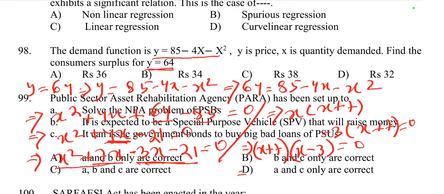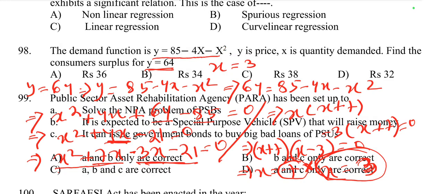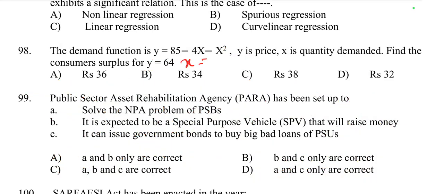So here one value is x is equal to minus 7. Minus 7 is an invalid result, since quantity cannot be negative. The other result is x is equal to 3. So we take the value of x is equal to 3 here, and we do not take the value of minus 7. Then we apply the formula of consumer surplus. We got the value of x is equal to 3 from this equation. So here x is equal to 3.